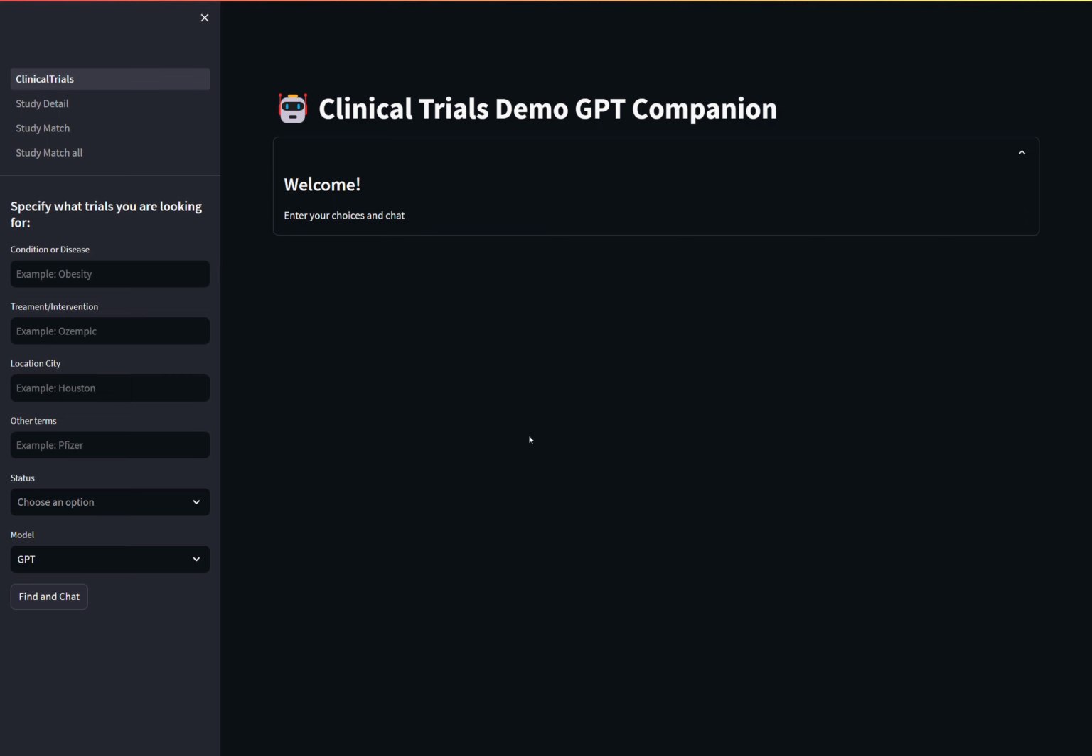Welcome to the demo on leveraging large language models to use their capabilities and interact with clinical trials data that's available in ClinicalTrials.gov. So as I talked about in the article, there are two capabilities of this demo that I want to show in the use of LLMs.